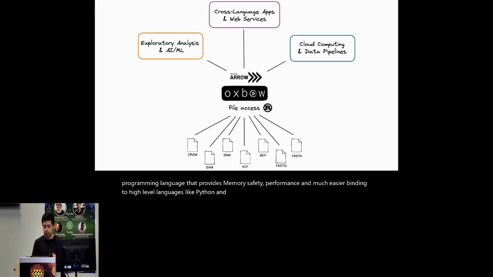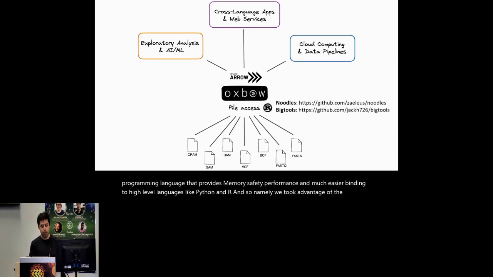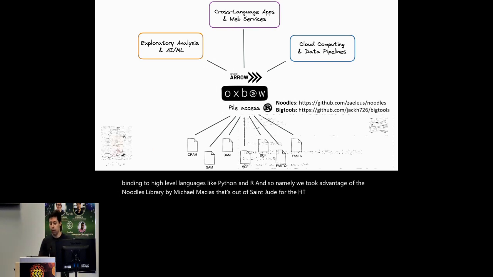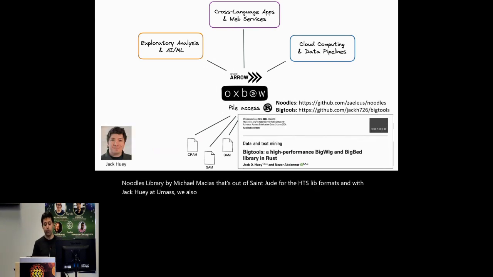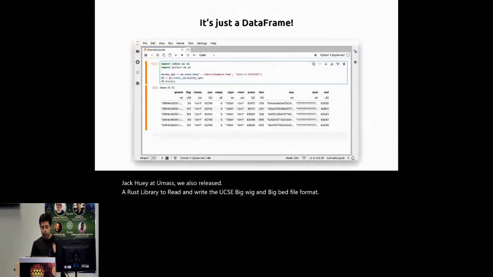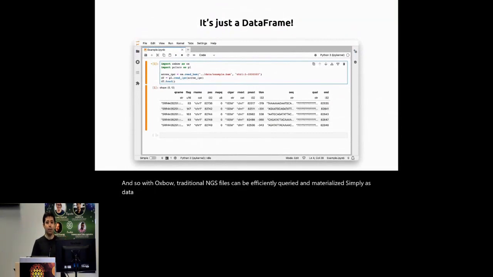And so namely, we took advantage of the Noodles library by Michael Macias out of St. Jude for the HTS-lib formats. And with Jack Huey at UMass, we also released a Rust library to read and write the UCSC Bigwig and Big Bed file formats. And so with Oxbow, traditional NGS files can be efficiently queried and materialized simply as data frames. So genomic data can really just be data.